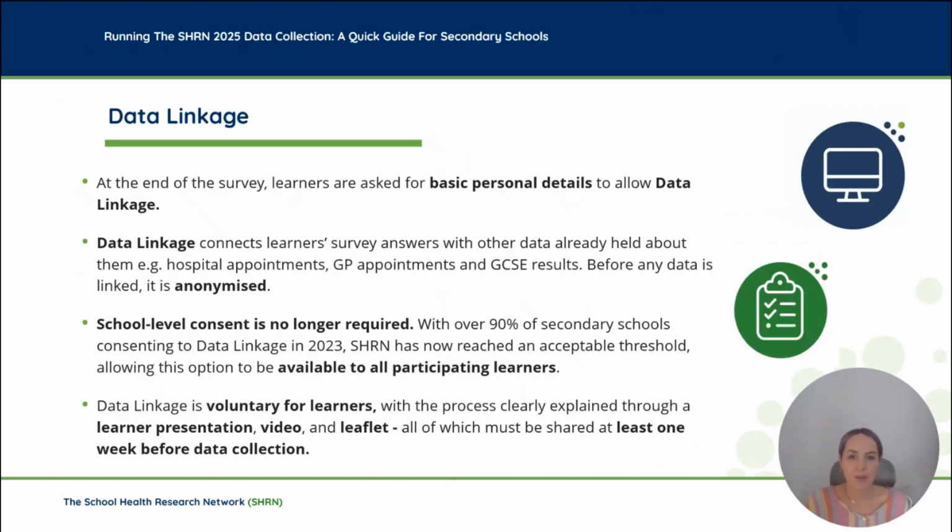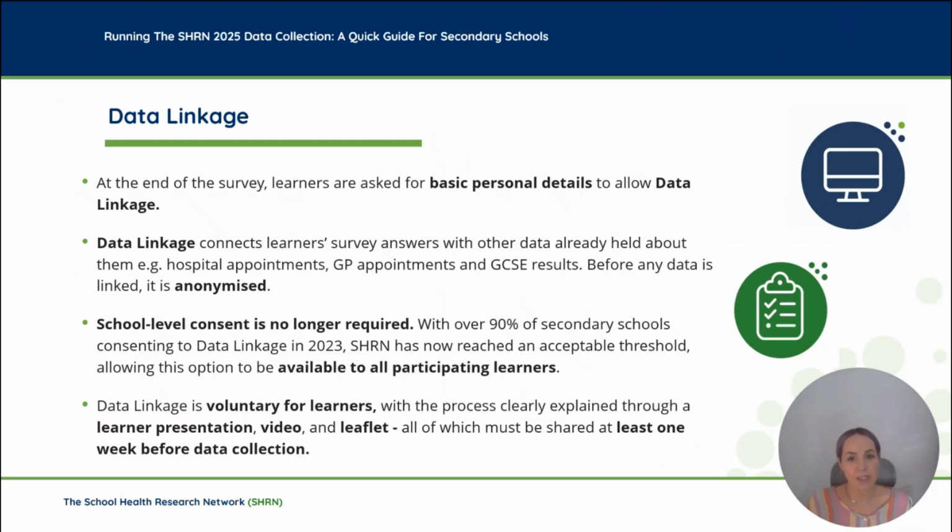At the end of the survey, learners are asked for basic personal details to allow for data linkage. Data linkage connects learners' survey answers with other data already held about them by trusted organisations like the NHS and Welsh Government. This might include hospital appointments, GP appointments, and GCSE results. This type of research helps us understand more about young people's health and well-being in Wales. Before any data is linked, it is anonymised. This means no one can identify any individual from the data.